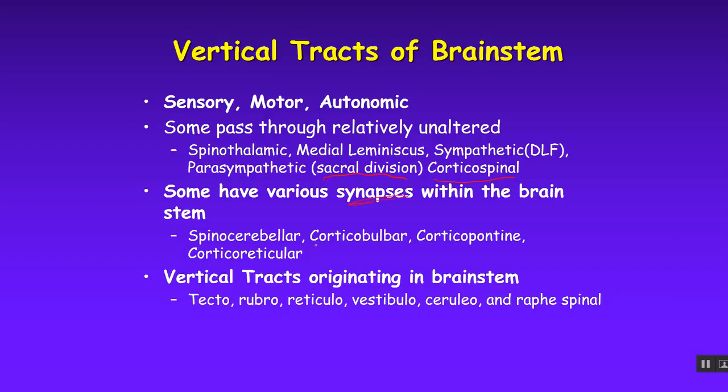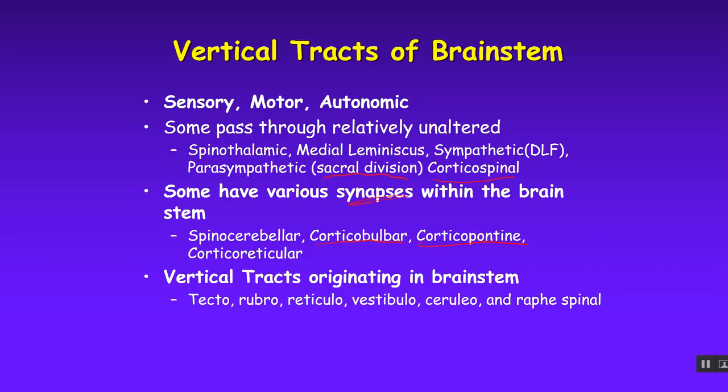Cortical bulbar tracts. The cortical bulbar tracts are those tracts going from our cortex to those cranial nerve nuclei, those motor nuclei, okay? Just like our cortical spinal tract goes to the motor nuclei, the motor part of our limbs and our body, this is going to drive the motor part, especially the voluntary motor part, of our cranial nerve nuclei.